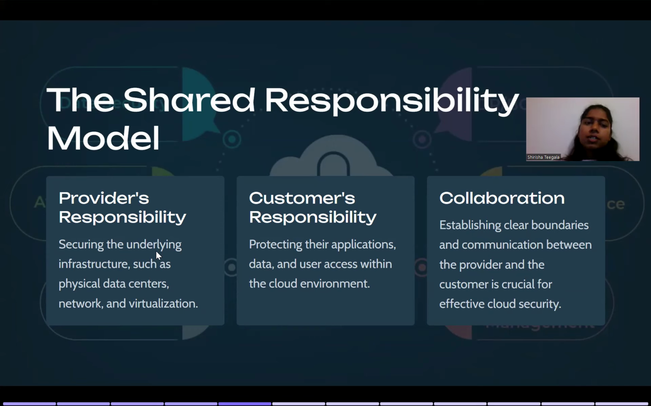The shared responsibility model. Provider responsibility: securing the underlying infrastructure such as physical data centers, networks, and virtualization. Customer's responsibility: protecting their applications, data, and user access within the cloud environment. Collaboration: establishing clear boundaries and communication between the provider and the customer is crucial for effective cloud security.